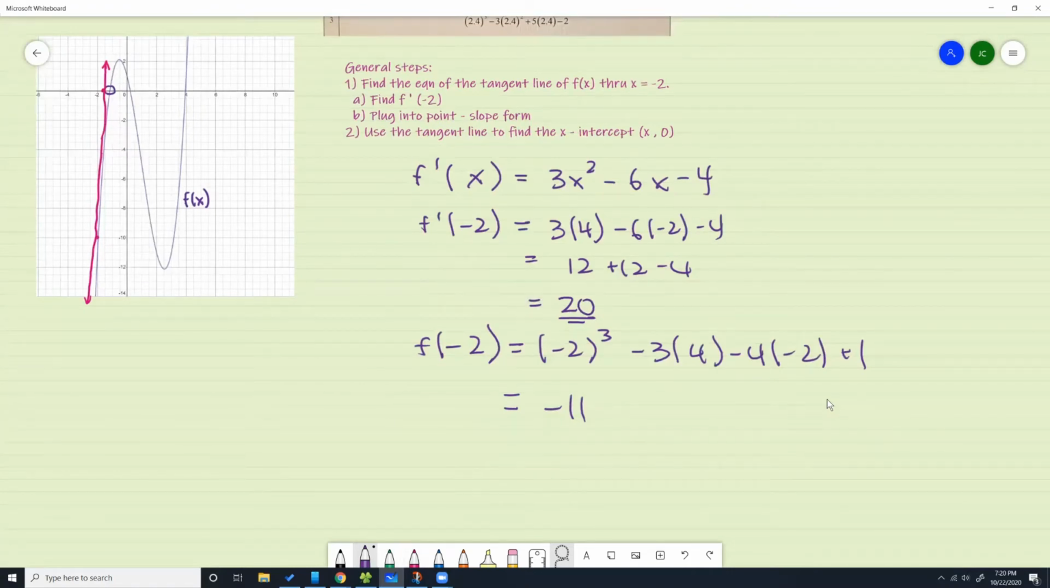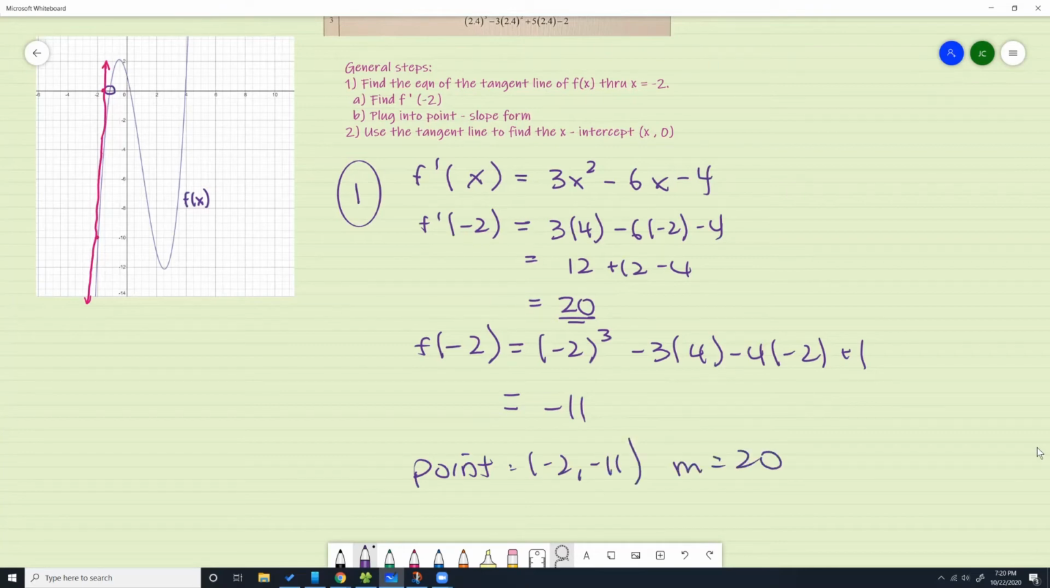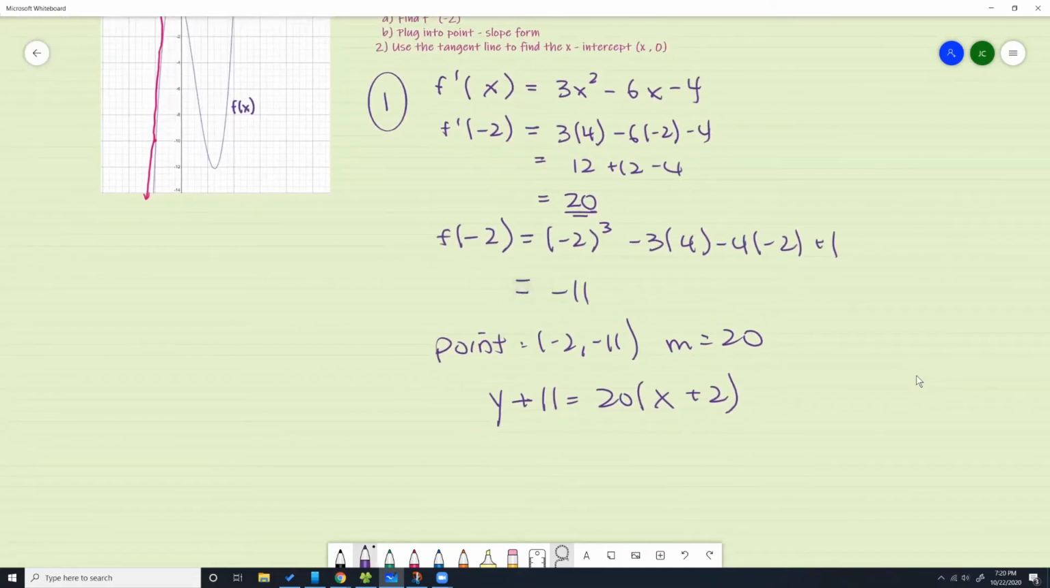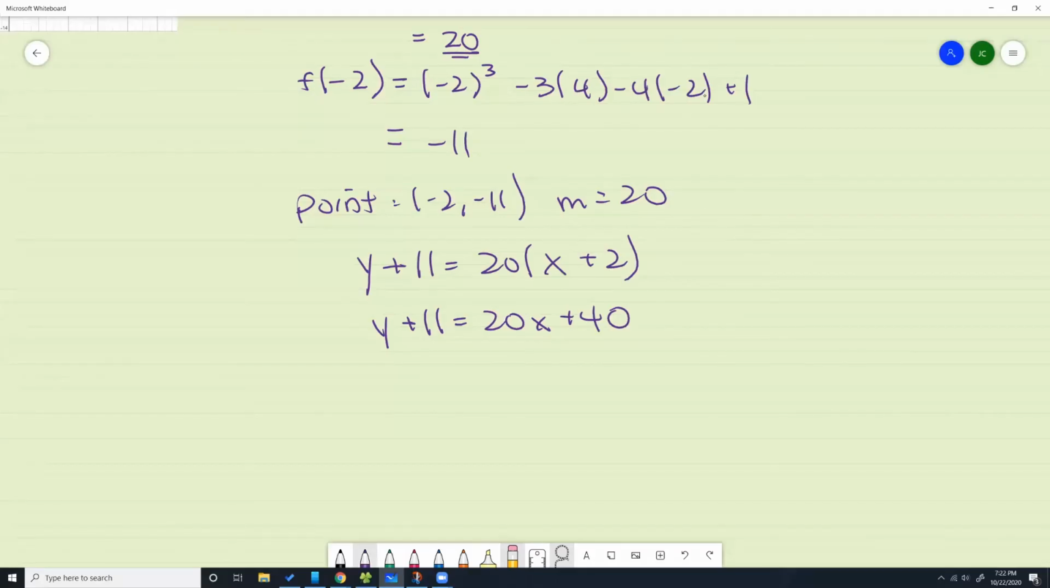So now that we have the two things, we can plug it into point slope form. Okay, so now we're going to solve for y to get the equation of the tangent line. Subtract 11 over.